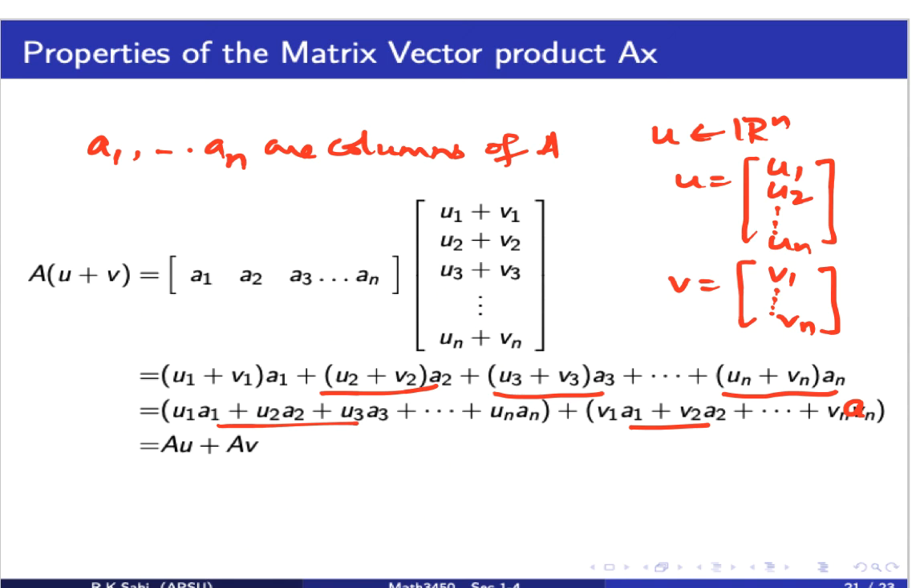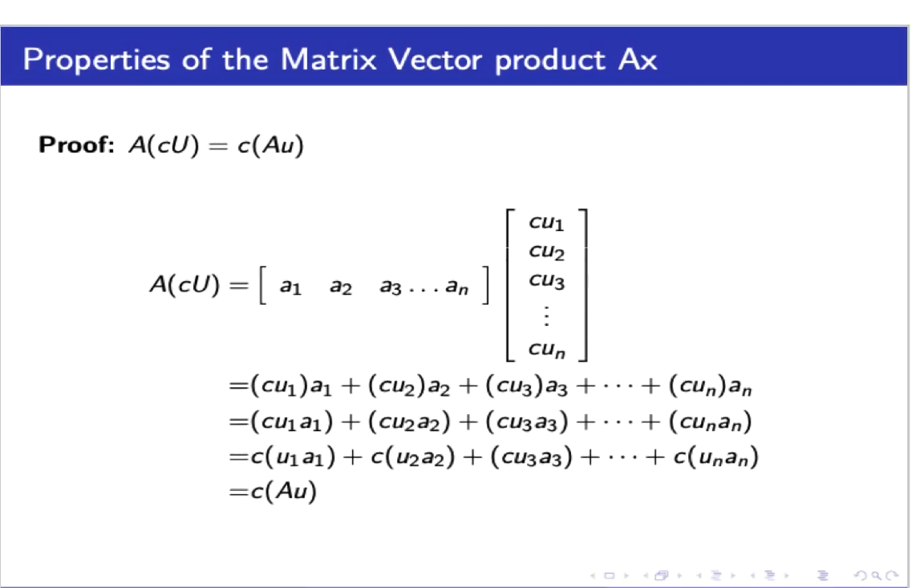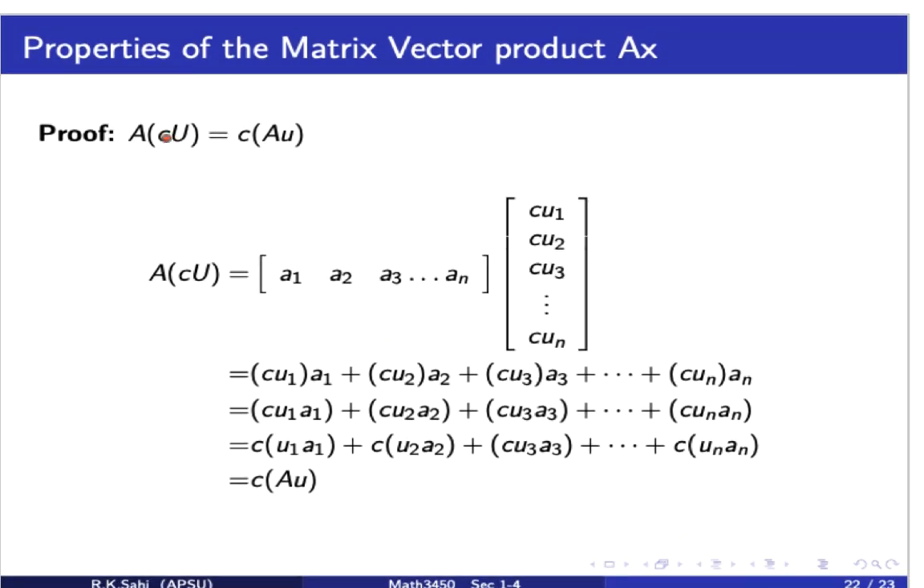Now for the next one, it is A times, okay, that's a typo, C times U. It basically says that if you multiply a scalar with a vector and then multiply it by a matrix, it's the same as doing the matrix product of the matrix with the vector and then multiplying by the scalar. Now, as usual, the size has to be checked because these are equalities of matrices. The size has to be the same.